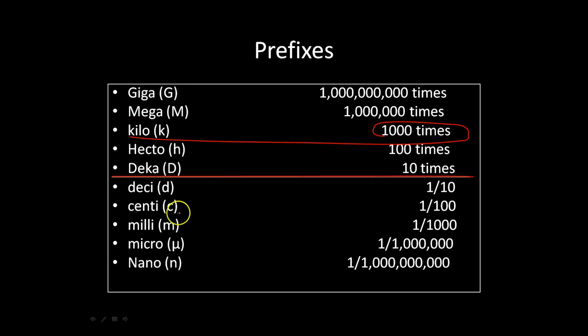And then I'll just move down here, go ahead to centi. Centi is 10 to the negative 2, which is 1/100th, 1 over 100. In other words, there are 100 centimeters in a meter. Milli is 1/1000th. There are 1,000 millimeters in a meter.